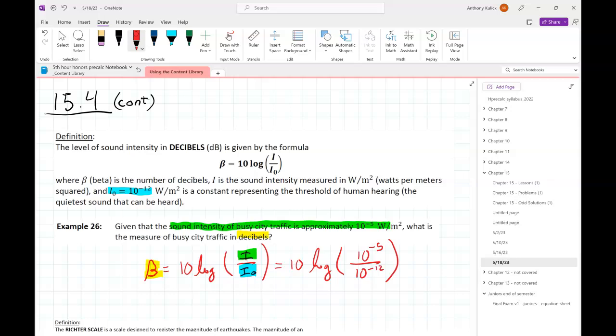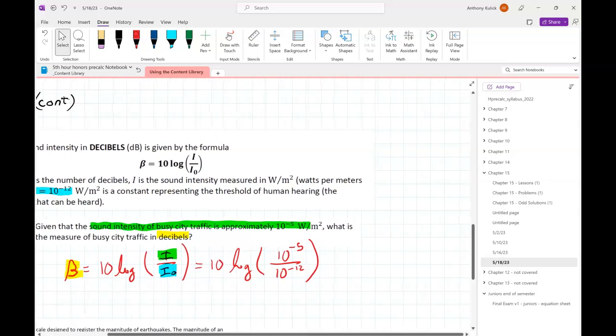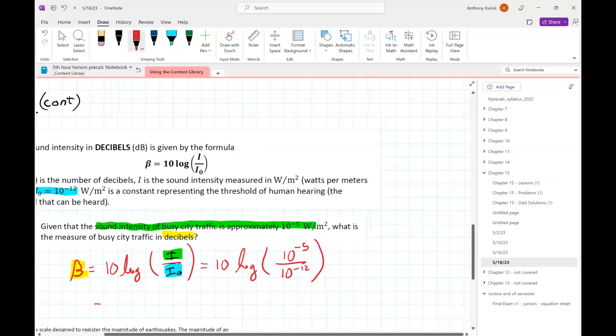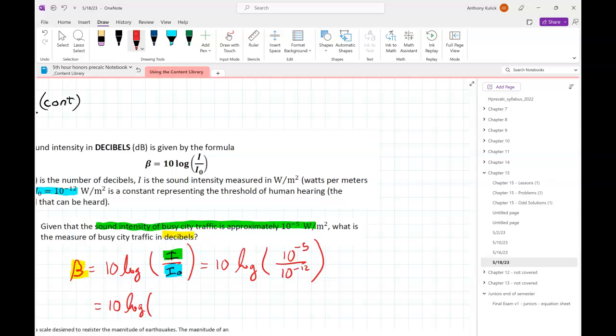So filling things in, we have this. Now we should be able to do this in our head with no calculator, so put those calculators away. How do I reduce 10 to the negative fifth divided by 10 to the negative 12th? Subtract that. Great, which gives me 10 to the 7th, right? Okay. And then what is log of 10 to the 7th going to be? Again, something you should be able to do with no calculator. 7, right? Because the base of the logarithm is 10, it'll just cancel with the base of the exponential.